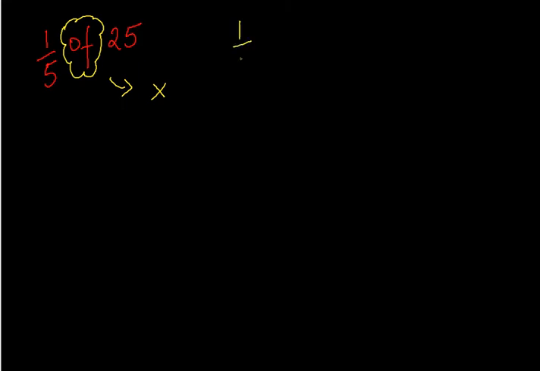The first example that we're going to work for today is, let's say you had something like 1/5 of, let's say, 25. So how would you work this out? The first thing you need to realize is that whenever you have the word "of", it means times. So essentially I want to work out 1/5 times 25.